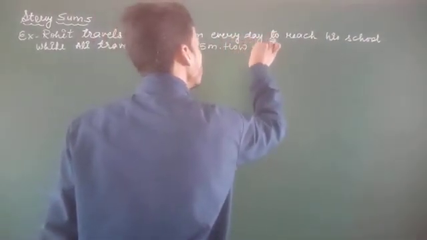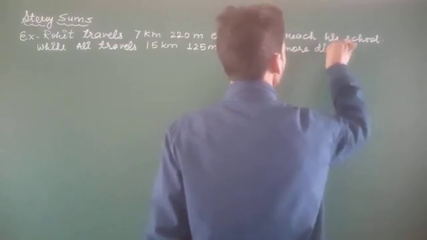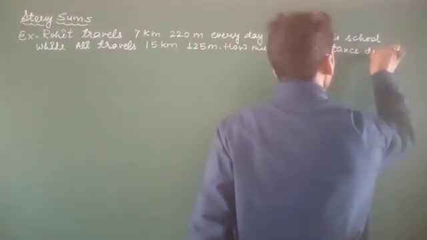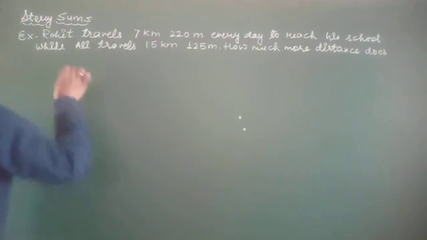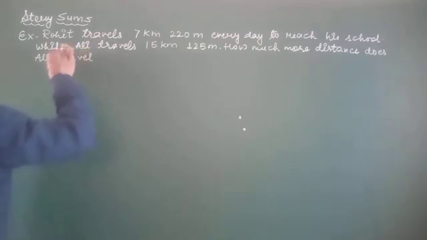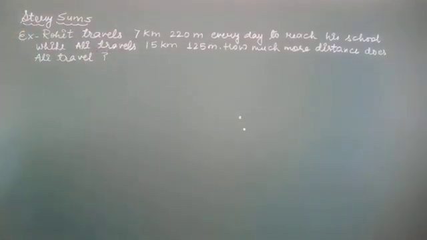How much more distance does Ali travel? So the question is, Rohit travels 7 kilometer 220 meter every day to reach his school, while Ali travels 15 kilometer 125 meter. How much more distance does Ali travel?